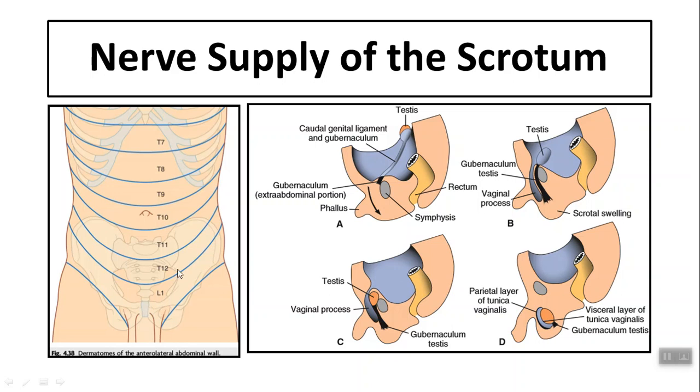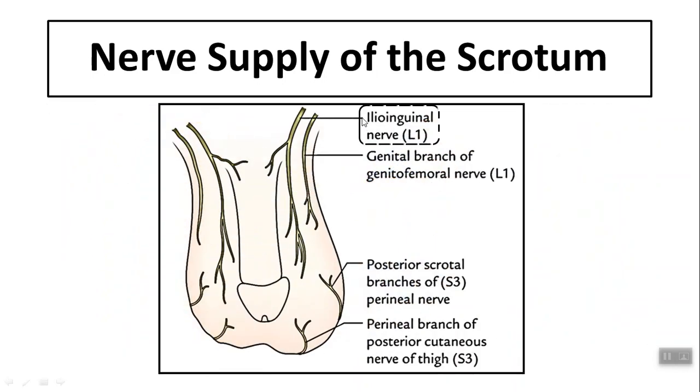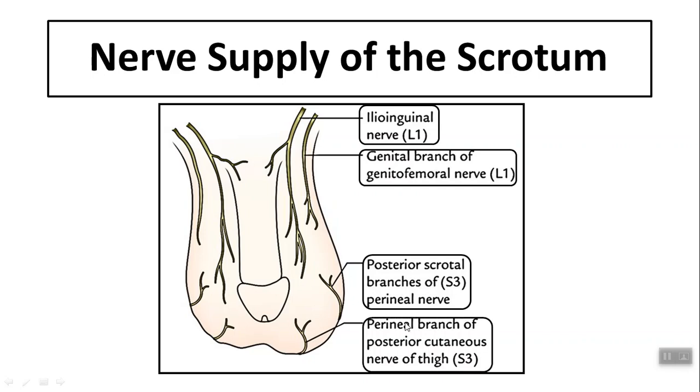So it is supplied in part by the first lumbar nerve, L1. From this nerve, the ilioinguinal nerve, which has a root value of L1, and the genital branch of the genitofemoral nerve, also L1. Posteriorly, the scrotum is supplied by the posterior scrotal branches of S3, the perineal nerve, and the perineal branch of the posterior cutaneous nerve of the thigh, S3.